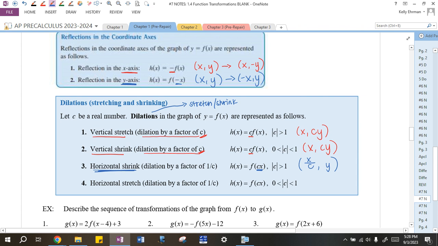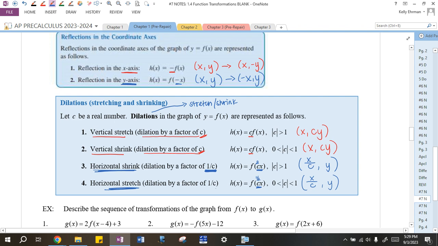So the reason we say this is a dilation by a factor of 1 over c is because if we see a 2 right here, we're going to divide every x value by 2, and so that's a shrink. Everything's going to get skinnier. If we have a horizontal stretch, it's because the c value that's on the x is a fraction, like maybe it's 1/2 times x. So we're still saying x divided by c, x divided by 1/2.